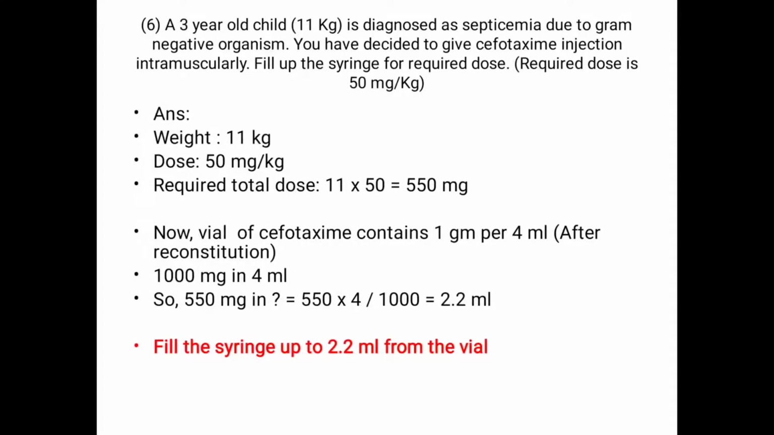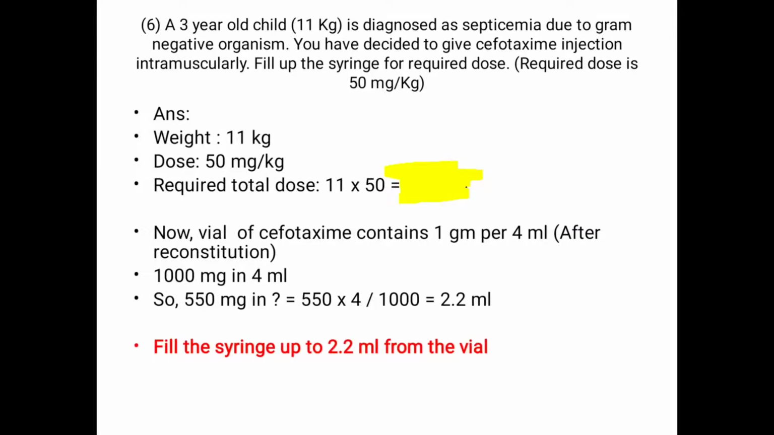Okay, so we know our basic formula, that is weight into dose. Our first priority is to calculate the required dose. So required dose is weight into dose, that is 11 into 50, and we get 550 mg. Now the vial of cefotaxime contains 1 mg per 4 ml. Okay, have you got an idea? Read this carefully.